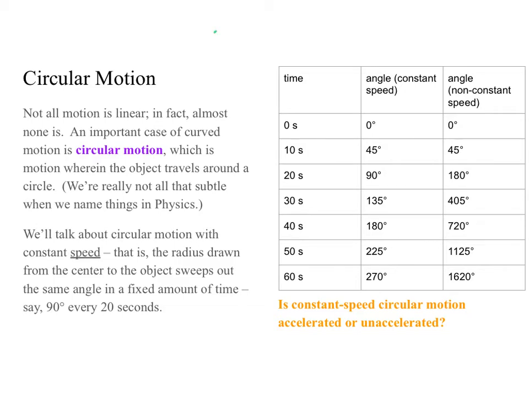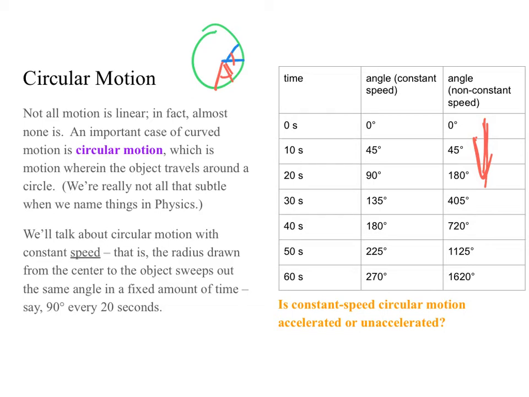So we have an object which is going around a circle, and the idea is if I draw the radius here and I wait some amount of time, or I draw the radius here and I wait the same amount of time, that I sweep out the same angle. That's what we're talking about. And over here, this chart shows the difference between constant speed and non-constant speed, where in this case we have an acceleration of the angle, and we'll talk about those later in the class, but not now.